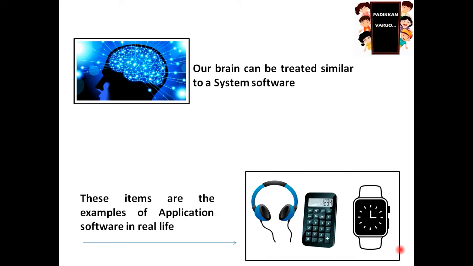Then in the real world we can see a lot of application softwares. We are using watches in order to know the time. We are using calculators in order to calculate certain values. We are using headsets in order to listen to music or to the classes. So these items can be treated as application software. Why are we calling these application software? Because these softwares are specially designed to do a specific task. Calculator is designed to perform calculation. Watch is designed to know our real world time. Headphones are designed to convey audio information to a human being.